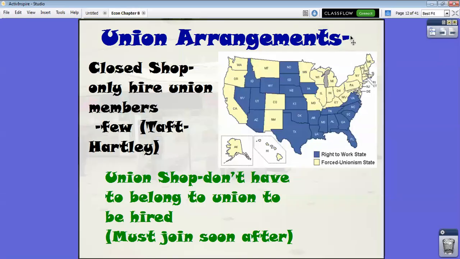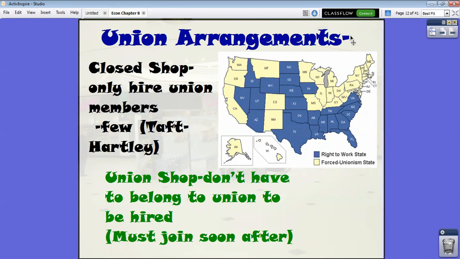Good morning. Today we're going to be looking at Section 2, Resolving Union and Management Differences. So the first thing we're going to look at is union arrangements. Basically what we're looking at are the various ways that workers have organized themselves to be able to more effectively bargain or negotiate with their employers. So let's look at these arrangements.